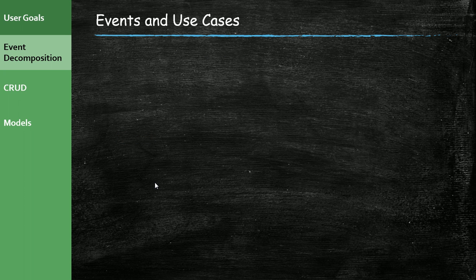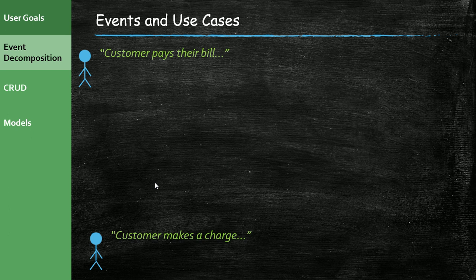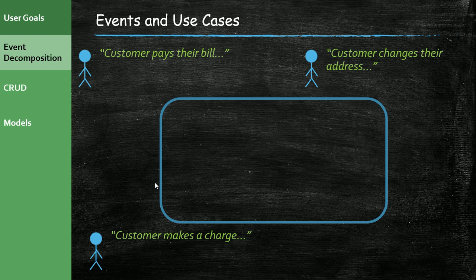Let's take a look at events and use cases in a little bit more detail. If I have a customer, you might say the customer pays their bill, or a customer makes a charge, or a customer changes their address. This is something a user might tell you. Notice the phrasing here is a little different than what we want for a use case. So we can convert this into something a little more appropriate. We'll talk about that in a second.